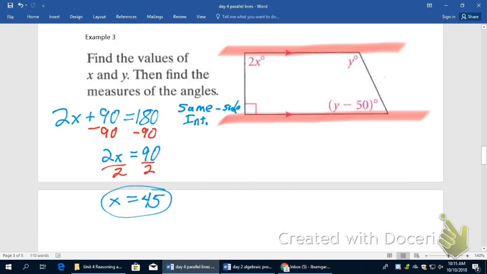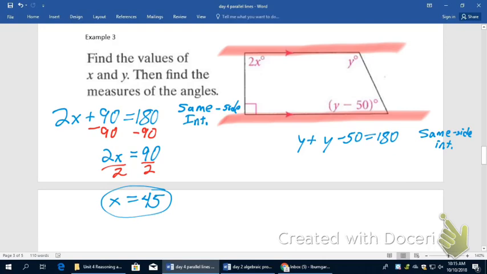Now I'm ready to make an equation for y. Y is going to be associated with y minus 50 because that's the transversal that they're both on. When I take a look at y and y minus 50, they're both interior angles because they're between the parallel lines, and yet again they're on the same side of the transversal. So I'm going to set them up as adding together to equal 180 degrees because they are same side interior angles.